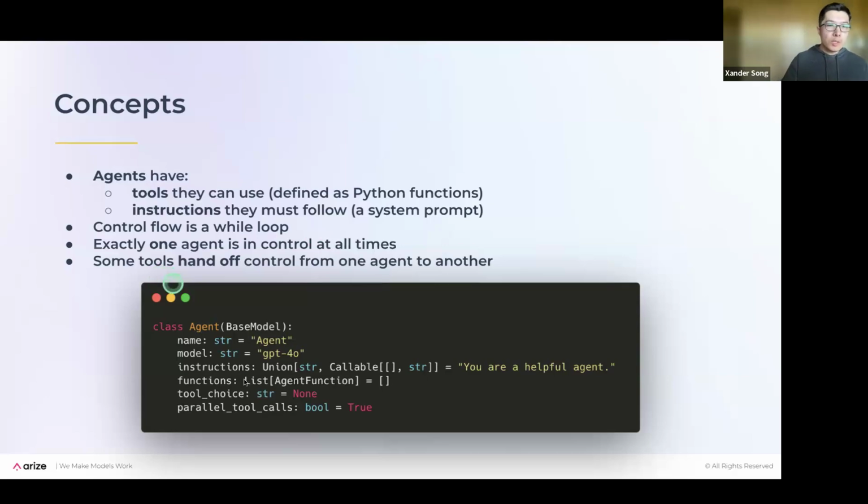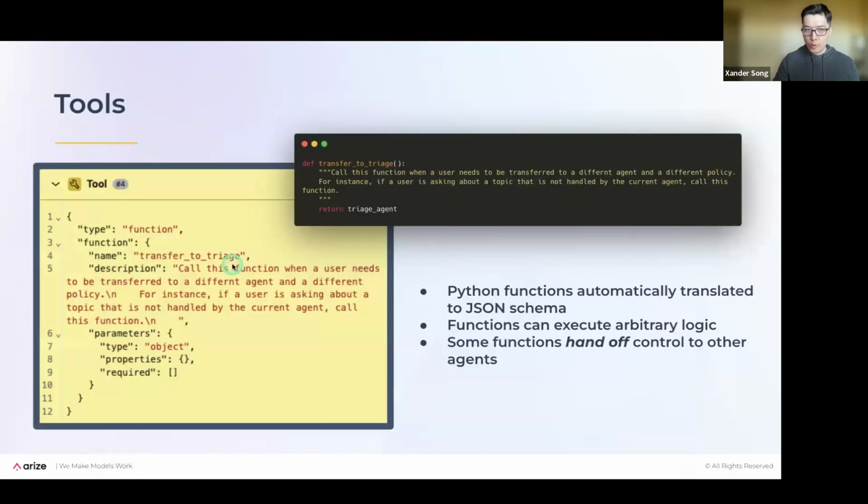And importantly, some of these tools that we're going to define as functions are going to have this ability to hand over control of which agent is in control from one agent to another. And so the agent is going to be able to basically say, hey, I don't have the skill or the tool that I need in order to solve this task, but I do know another agent who does, and let me route you to that agent. So this is the high level of how Swarm works.